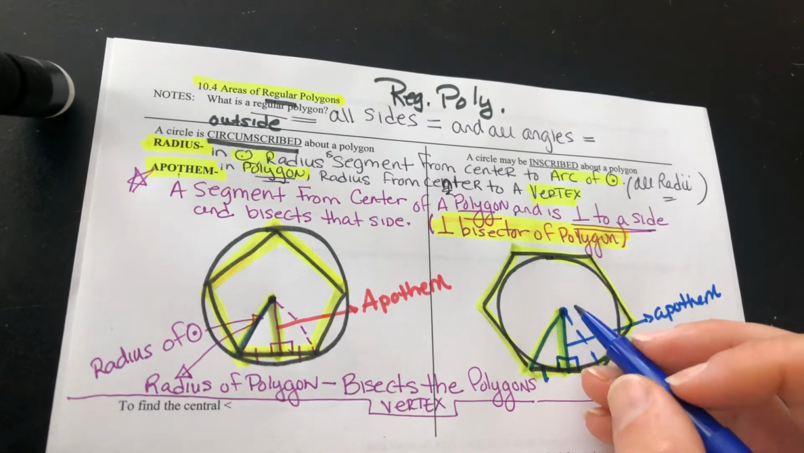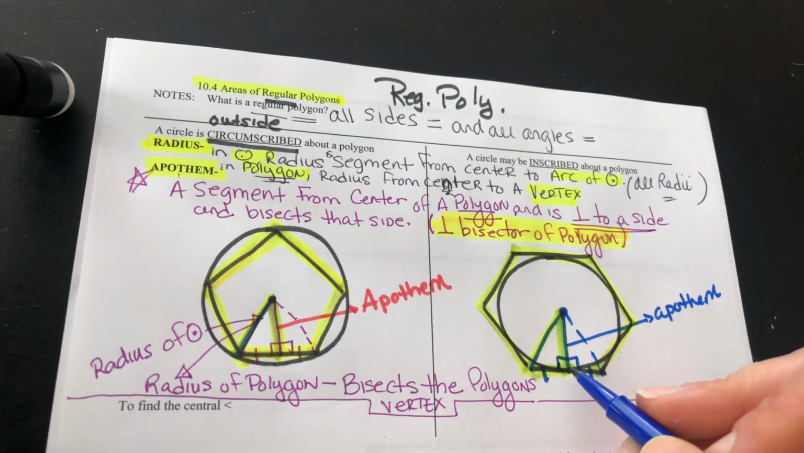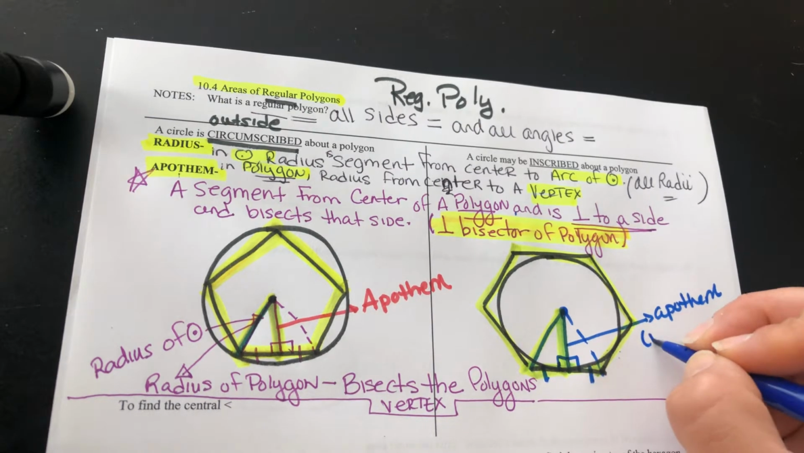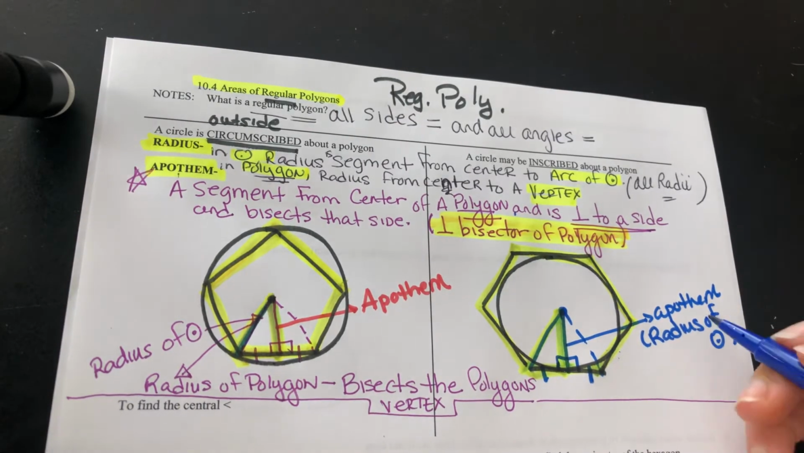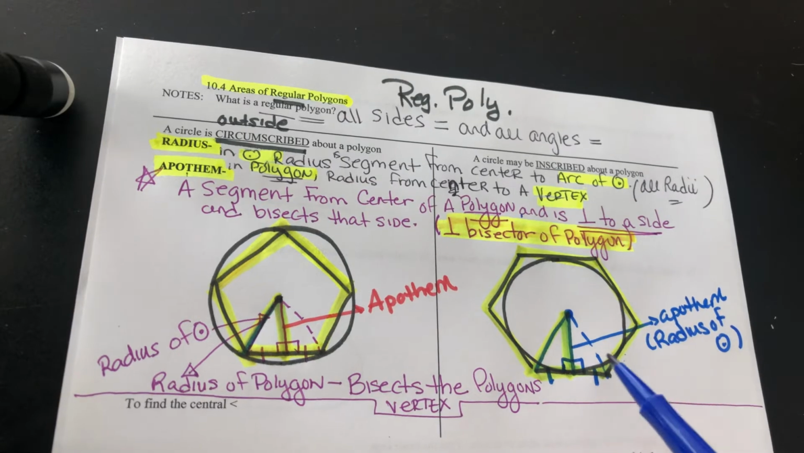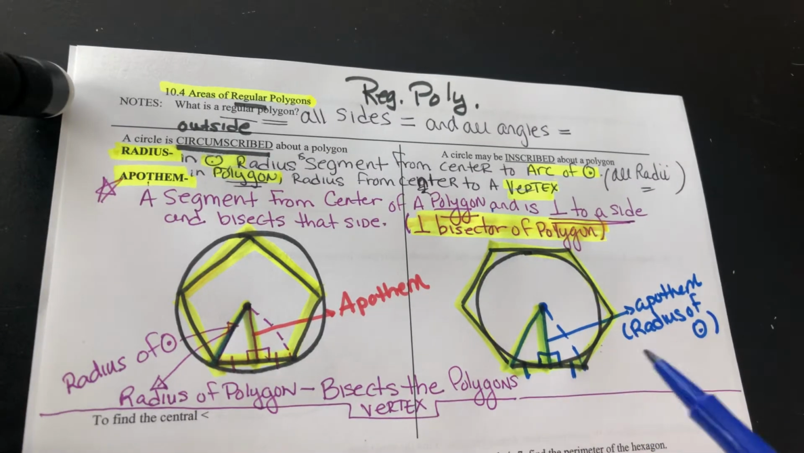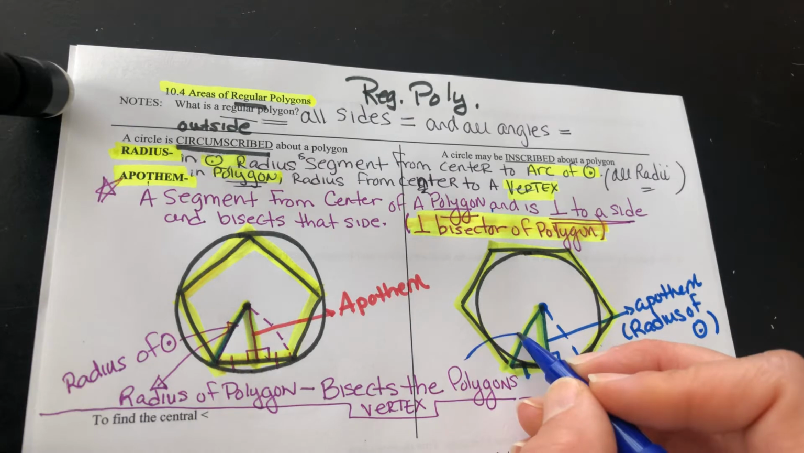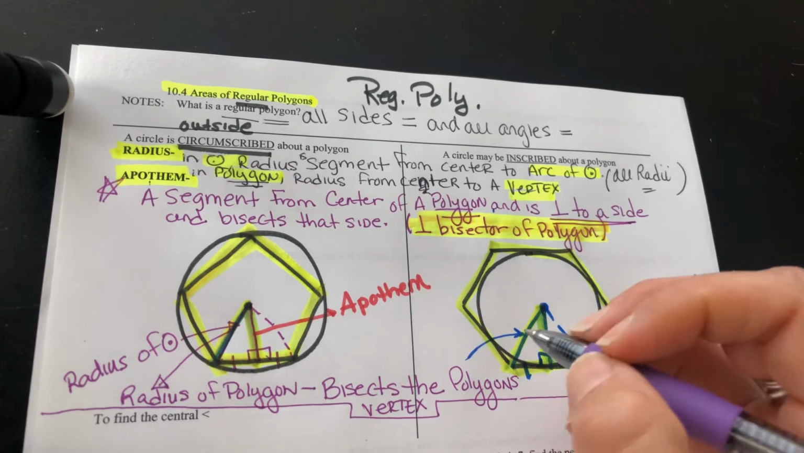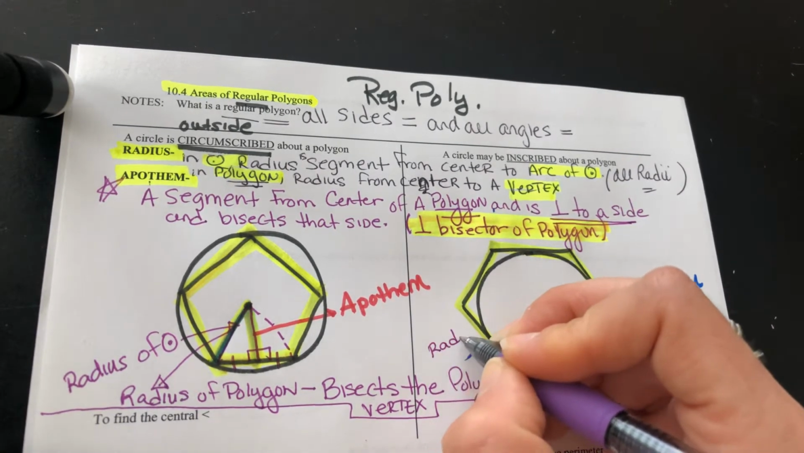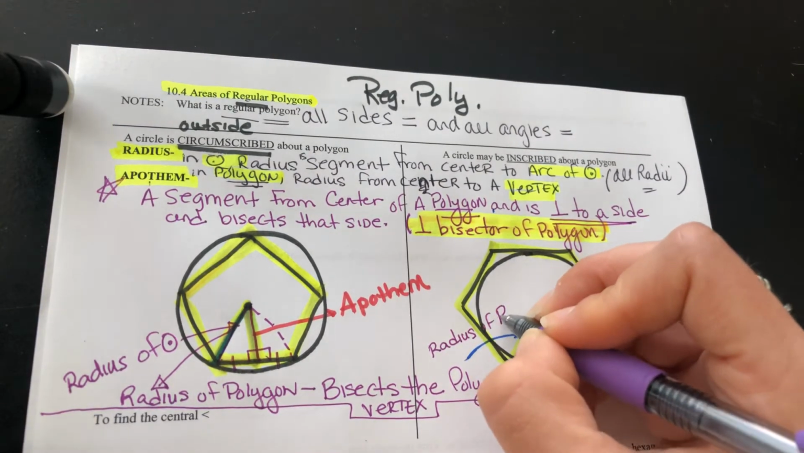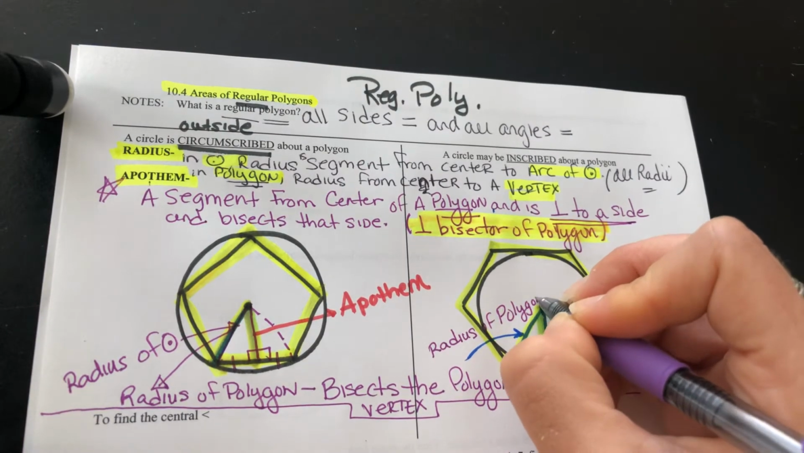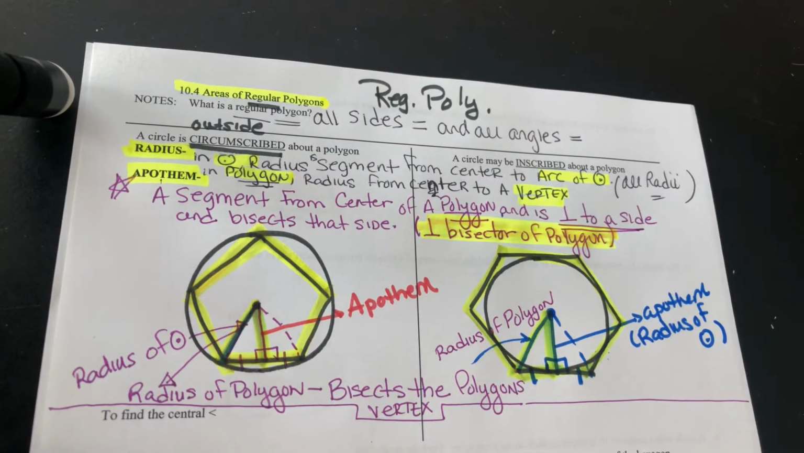If you look, it's coming from the center and going down, touching the circle, so it is also the radius of the circle. So the apothem is also the radius of the circle when your circle is inscribed. Then this one is going to be the radius of the polygon, since it's going to a vertex of the polygon. That's all I want you to write for that.